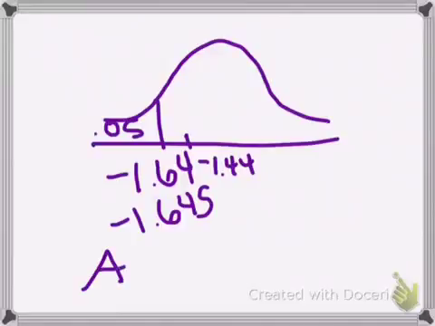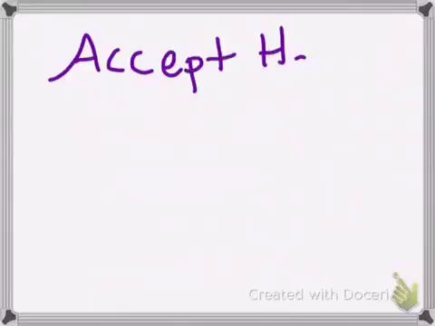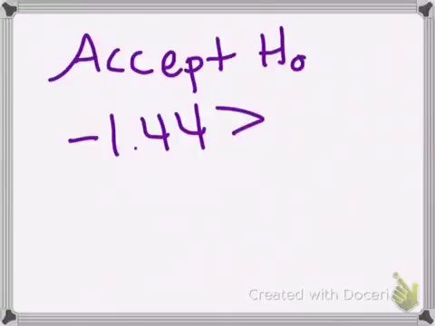Since it's in the clear, remember, we will accept H naught. Now, I'm going to show you the two ways. We accepted H naught in this way. And I told you that's not good enough to get credit because you have a 50-50 chance of saying that. So I'd like you to say we accepted H naught because negative 1.44, which was our calculated value, is greater than negative 1.64 or negative 1.645. So it's basically in the clear because it's greater than that.